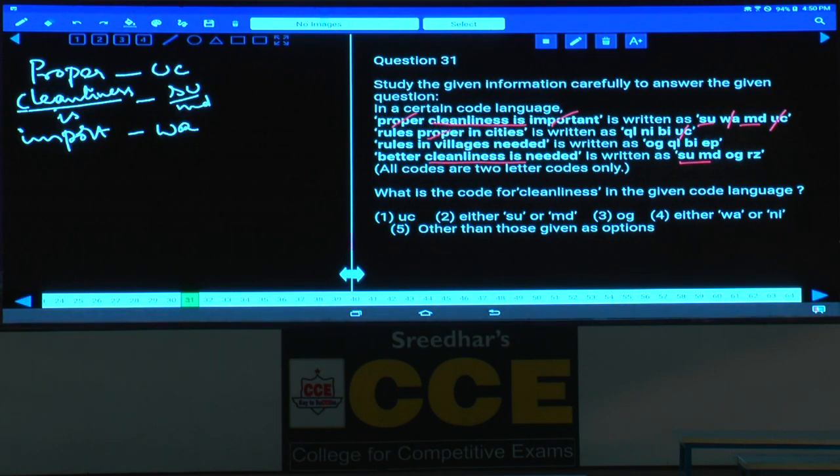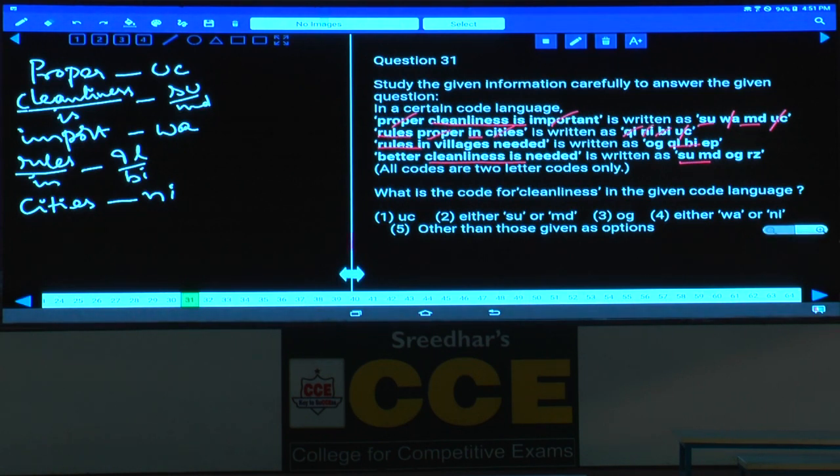Then if you compare the second and the third statements, rules and in are the 2 words which are common. As 2 words are common, 2 codes will be common. What are the codes which are common between these two? QL and BI. QL, BI are the codes for rules and in, in any order. Then in the second one, what is the word left over here? Cities is the word left over. And what is the code left over in this one? The code left over is NI. And the code to the word cities is NI.